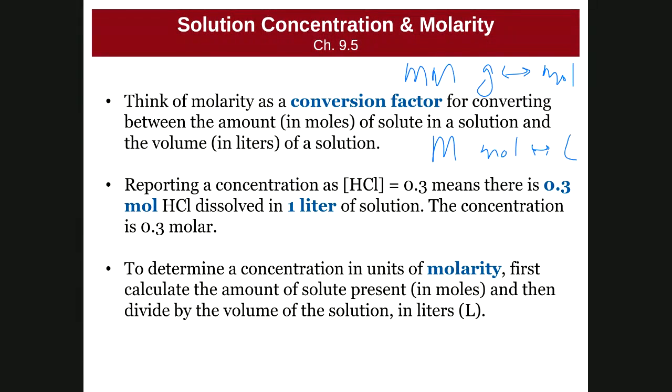So when we report a concentration, we report it in brackets when we're talking about molarity. So [HCl] equal to 0.3 means that there is 0.3 moles of HCl dissolved in 1 liter of solution. We also say the concentration is 0.3 molar. To determine a concentration in units of molarity, first you calculate the amount of solute present in moles, and then you divide by the volume of the solution so that you end up with moles per liter.